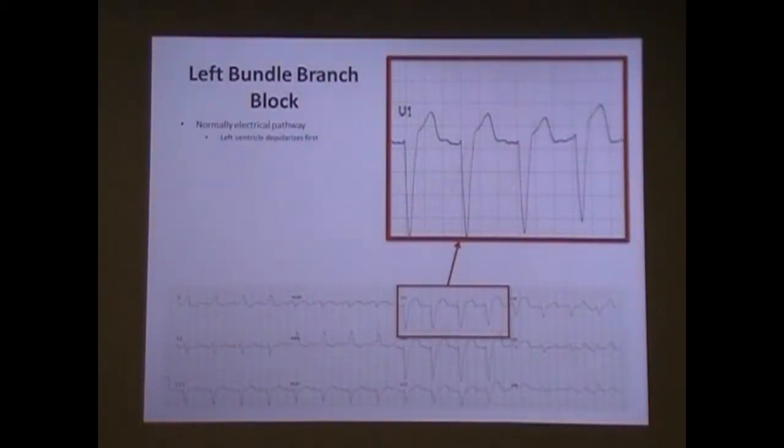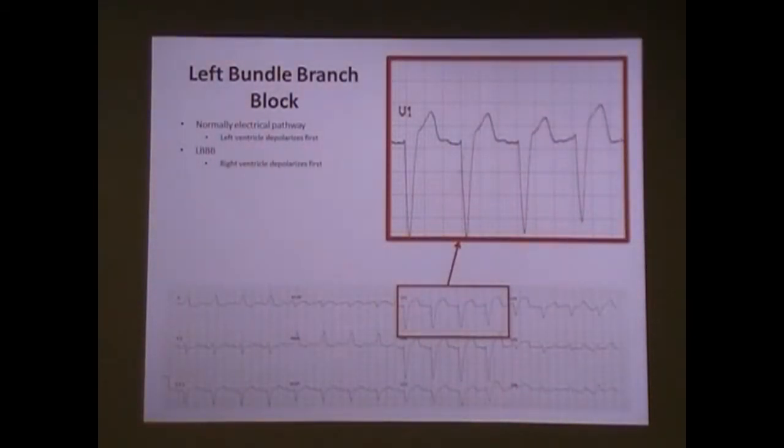In normal physiology, the ventricle depolarizes from the left first. In a left bundle branch block, because there's a block going on, the right depolarizes first. And you can see that we have a downward deflection and wide.